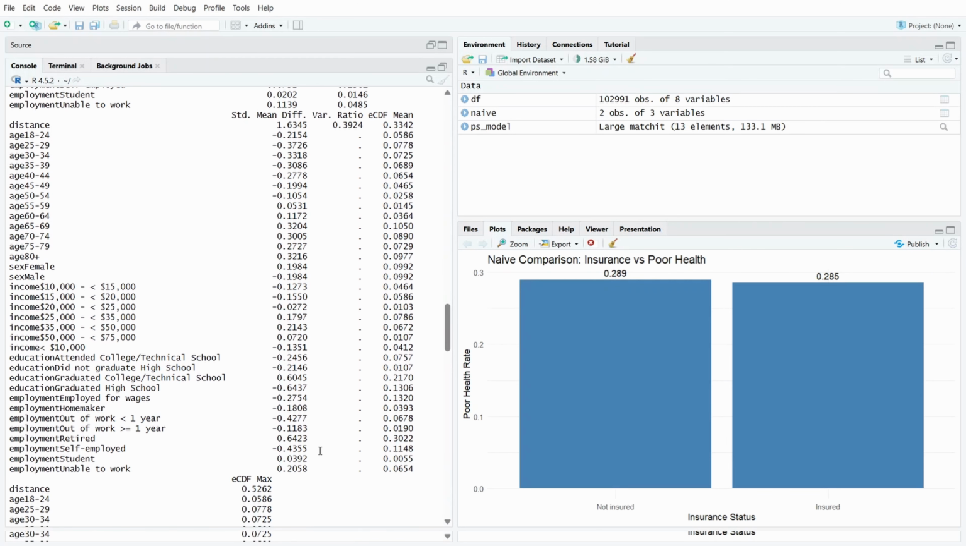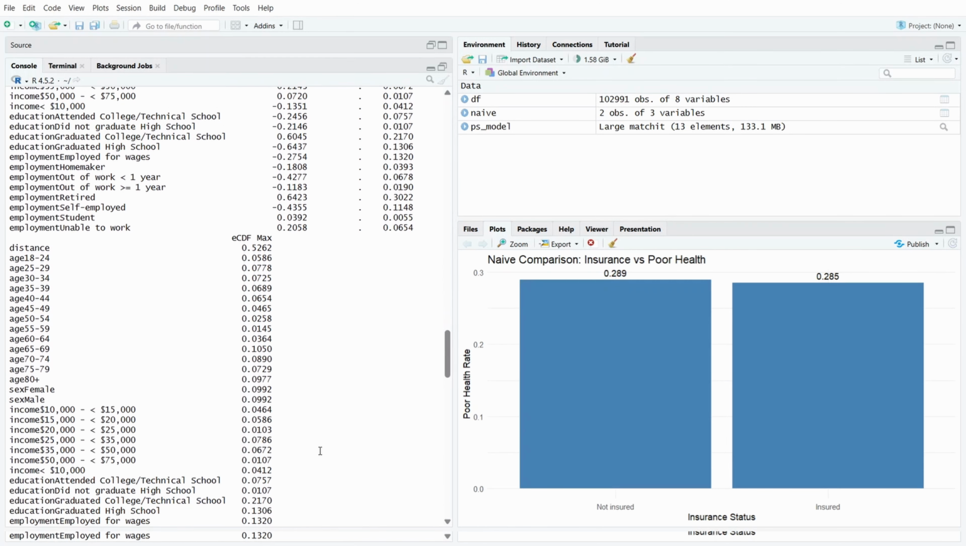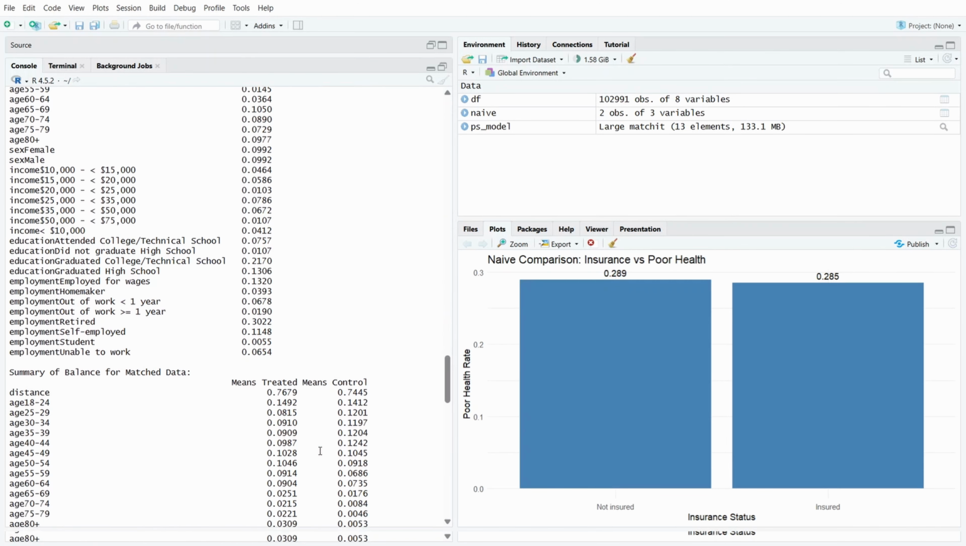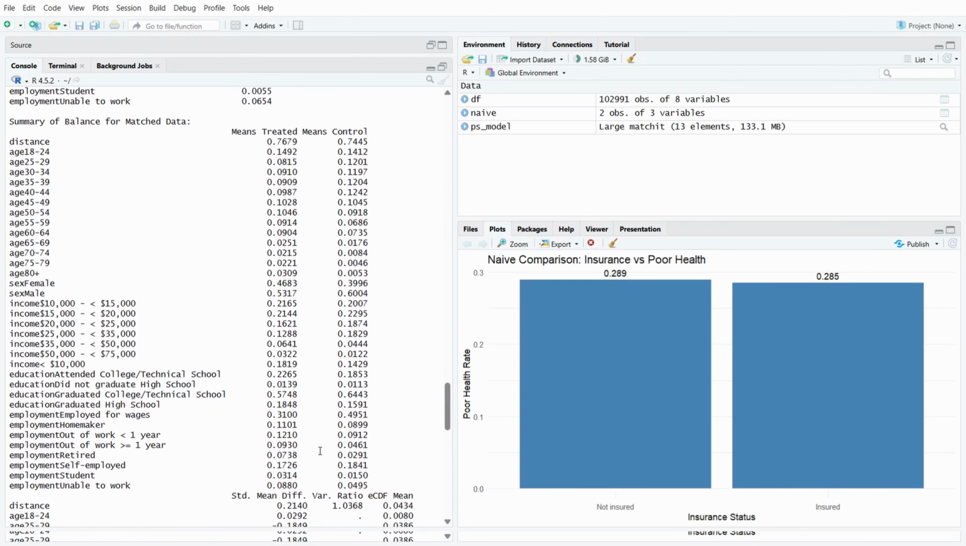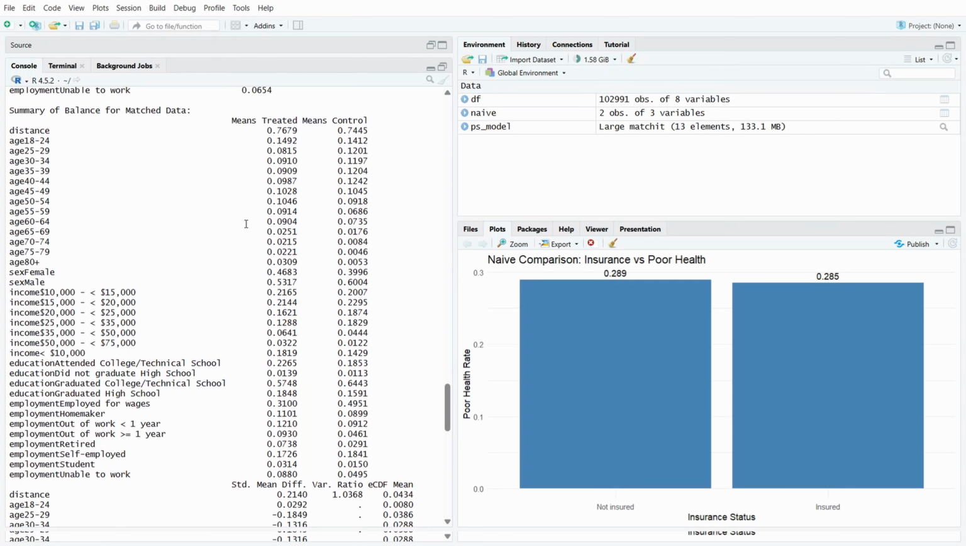Next, we move to the section called Summary of Balance for Matched Data. This section shows what happened after propensity score matching. Our goal here is to determine whether the matching process reduced imbalance across covariates. The first thing we notice is that the standardized mean difference for the propensity score distance dropped dramatically. Before matching, it was approximately 1.63. After matching, it falls to about 0.21. That represents a major improvement in overall balance between groups.